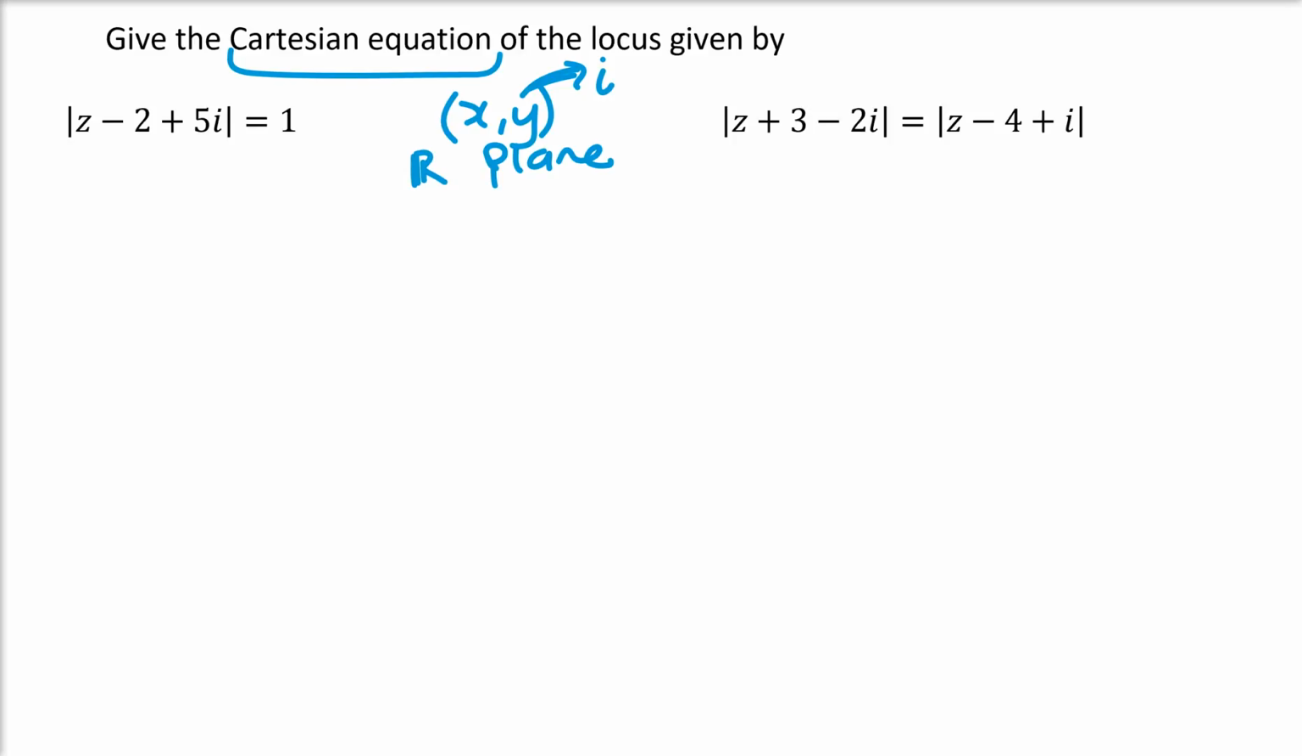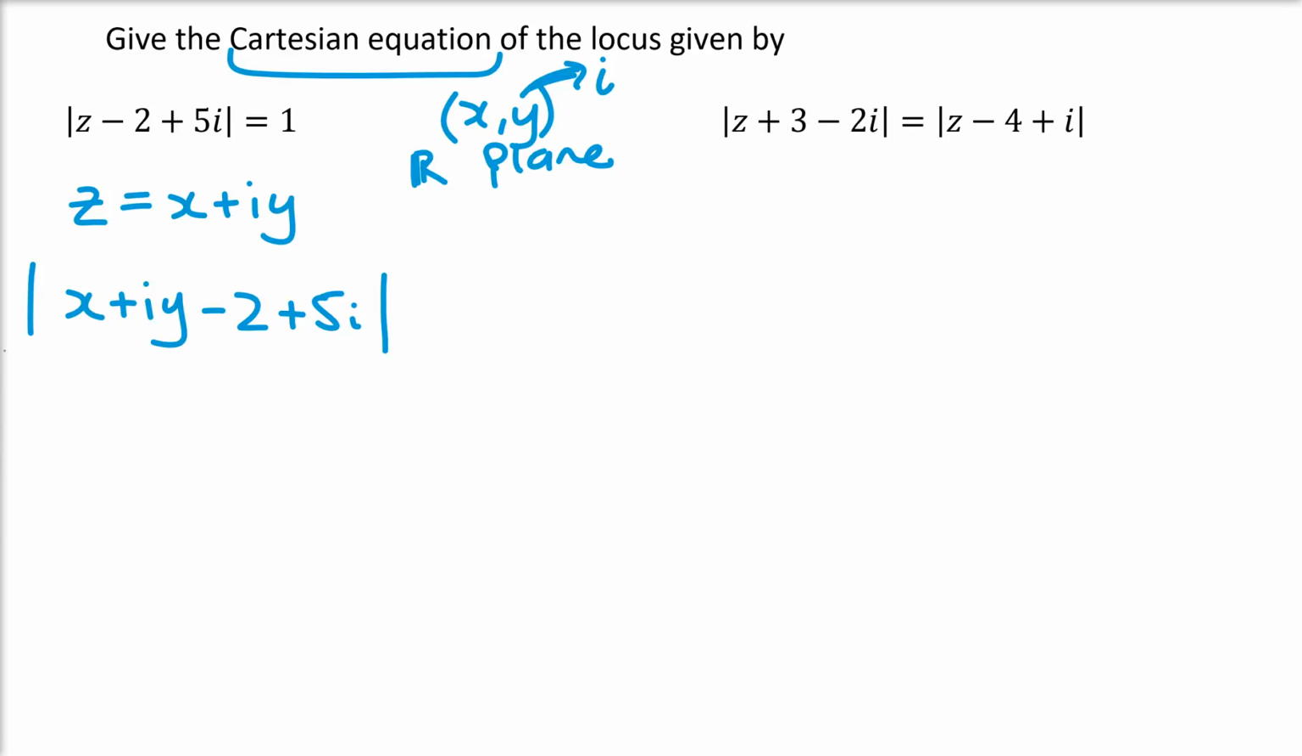Okay, so to do this, we're going to say this complex number z is the same as x plus iy, because x is my real part and y is my imaginary part, and y and x are just the distance it is from that origin, if you like. Now we can substitute in for z: x plus iy minus 2 plus 5i. The modulus of that is equal to 1.